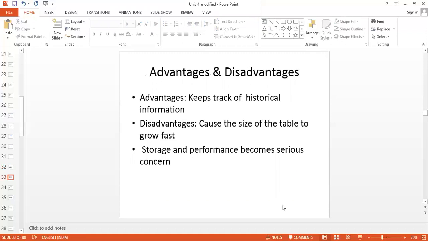Now what are the advantages and disadvantages for this? The advantage is that we get the previous records also, but the disadvantage is that the size of the table goes on increasing. Since newer values are updated and stored in the database, the size of the table goes on increasing, and this may affect the performance as the storage increases.